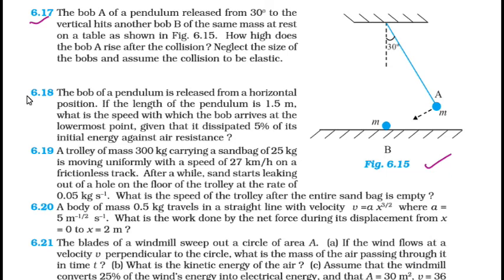Let us see the next problem, that is 6.18. The bob of a pendulum is released from a horizontal position. If the length of the pendulum is 1.5 meter, what is the speed with which the bob arrives at the lowermost point, given that it dissipated 5% of its initial energy against air resistance? Okay, let us see the solution.